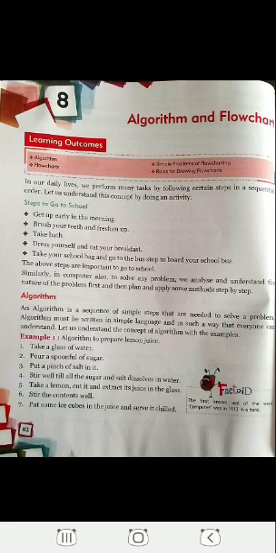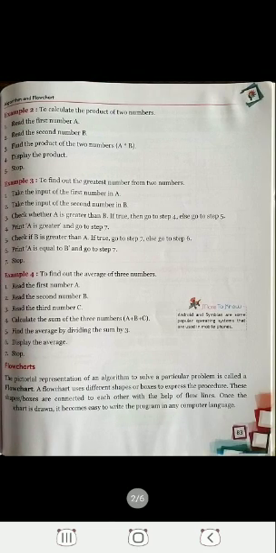Now, as you see, the algorithm to prepare lemon juice: take a glass of water, pour a spoonful of sugar, a pinch of salt, stir well till all the sugar and salt dissolve in it. Take a lemon, cut it and extract its juice in the glass, stir the contents well, put some ice cubes in the juice and serve it chilled. So these are the steps to prepare lemon juice.